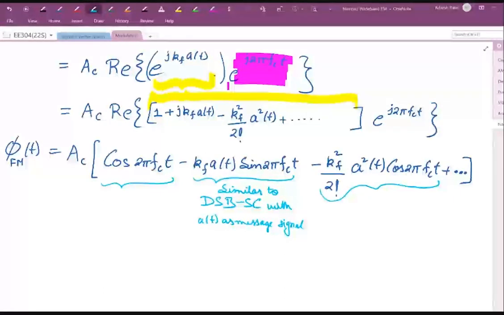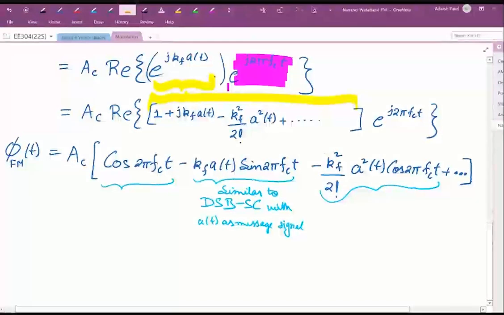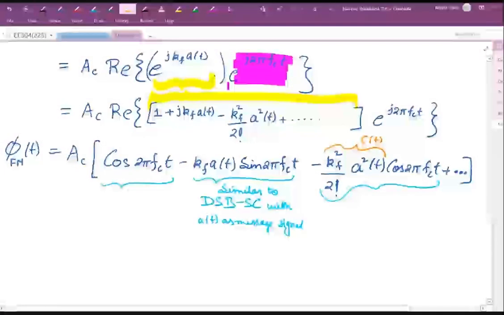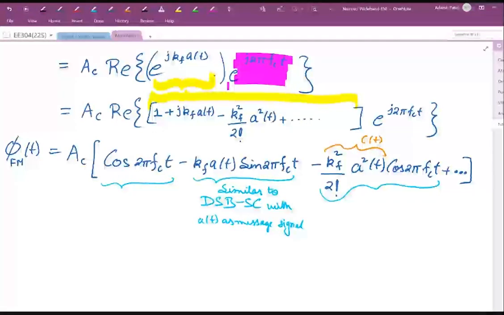If I say that this complete term on the left, that is kf square by factorial 2 into a square t, let this be some signal c(t). Then in that case, what can we say now? If I assume this thing to be c(t), what can we say about this? Yes, someone said something. Modulated signal, yes, that is fine.